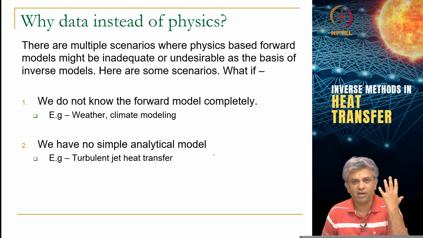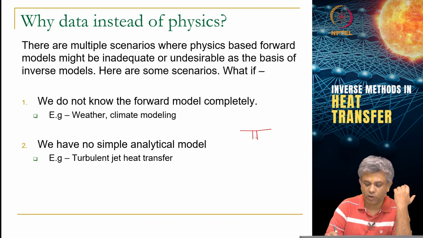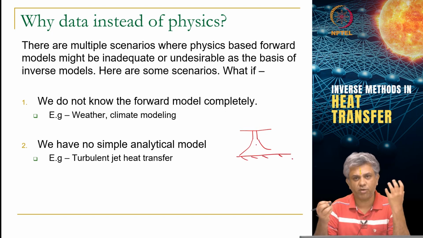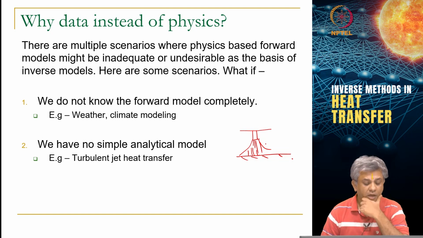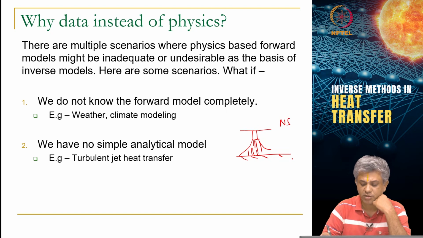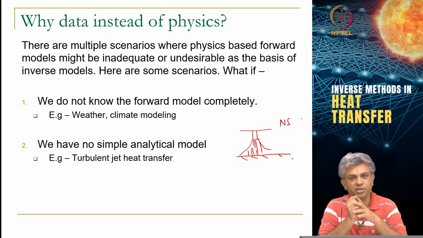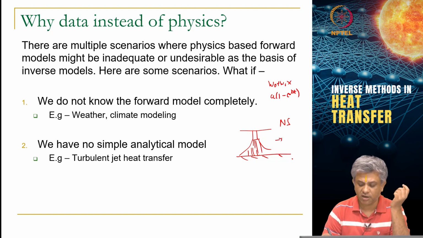So, if you have something like a turbulent jet heat transfer, which is a case where you have a nozzle here, you have some plate here. For example, you can imagine in the food industry, somebody is heating food through a jet of this sort. Now, when you do that, you have no simple analytical model here, you will have to solve the full Navier-Stokes equations, and this is an expensive proposition, unlike our simple things like W0 plus W1x or A into 1 minus e power bt. All these are simple models. This is a really complex model.